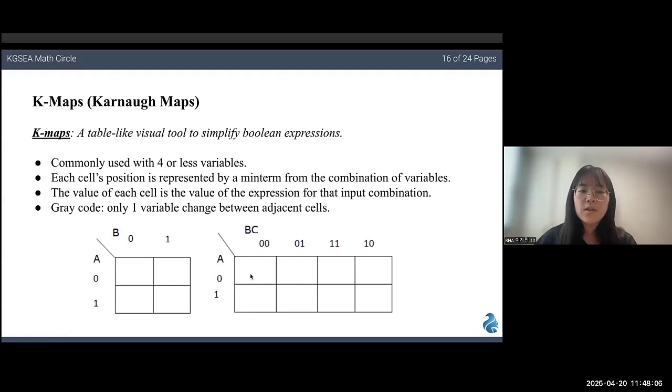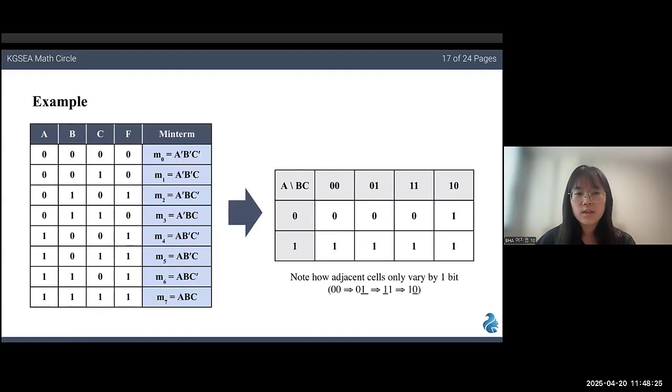And the value of each cell is the value of the expression for that input combination. So we use the F value to fill in the cells. And the labeling for the K-maps follows a Gray code in which only one variable changes between adjacent cells. This will become clearer with a visual representation on this slide. So let's say that we have a truth table like this and a minterm like this. We could construct a 3-variable K-map as shown in the slides.